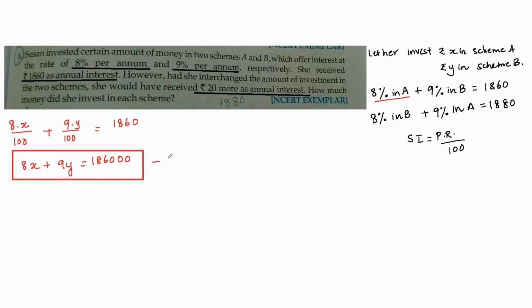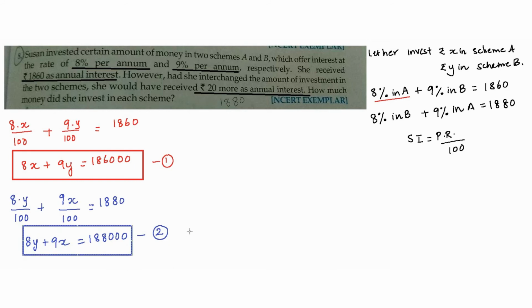Now if that's the case, let us now form the second equation. So in the second equation I have 8% in B, that is 8 into y upon 100, plus 9% in A, that is 9 into x upon 100 is equal to 1880. Again, don't try to simplify 8 and 100, simply take the LCM. So you get 8y plus 9x is equal to 1880 followed by 2 zeros. This forms my second equation.